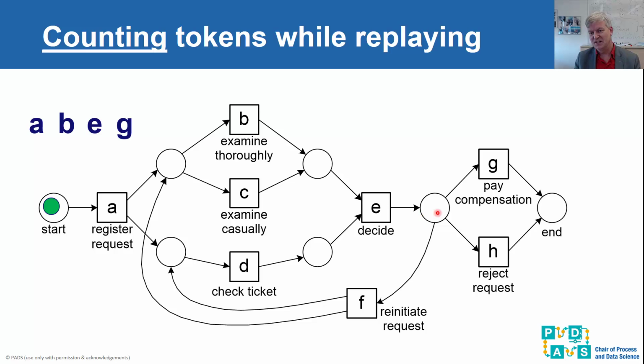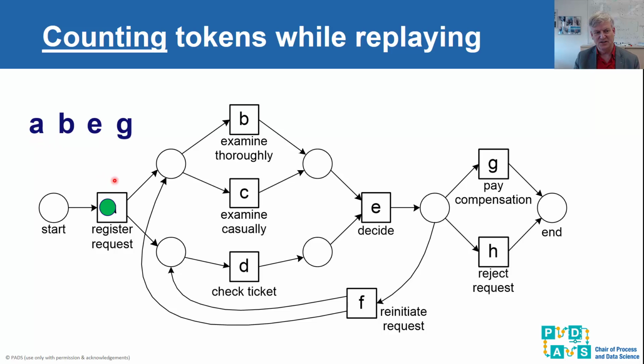After I execute E, there are three possibilities. I pay, I send a rejection, or I execute this reinitiate request activity called F. That basically brings the process back into the state that we were also in after executing A. So now we have a model, we have a trace, and now we can simply replay this trace that we see here on top of the model.